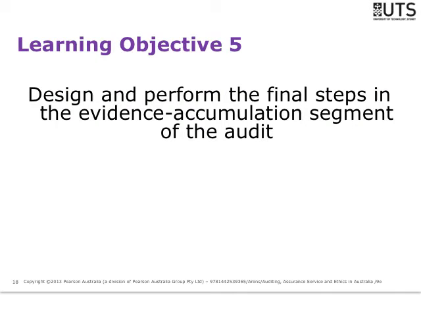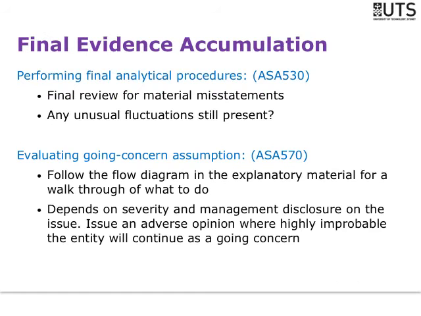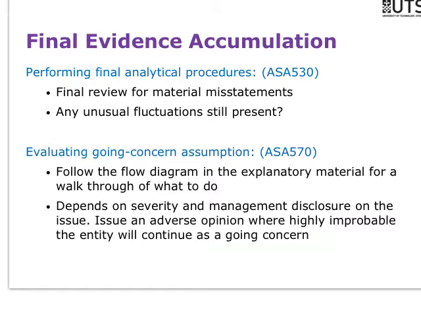Okay, learning objective 5 is to design and perform the final steps in the evidence accumulation segment of the audit. These are two of the key steps in final evidence accumulation. Once we've conducted all our procedures, we're happy that either the internal controls are working and we're relying on them, or the internal controls are rubbish and we've done our own testing. We then want to perform the final analytical procedures, just to review to see if there are any outstanding misstatements that we haven't adjusted for yet. And we want to identify any unusual fluctuations that still exist.